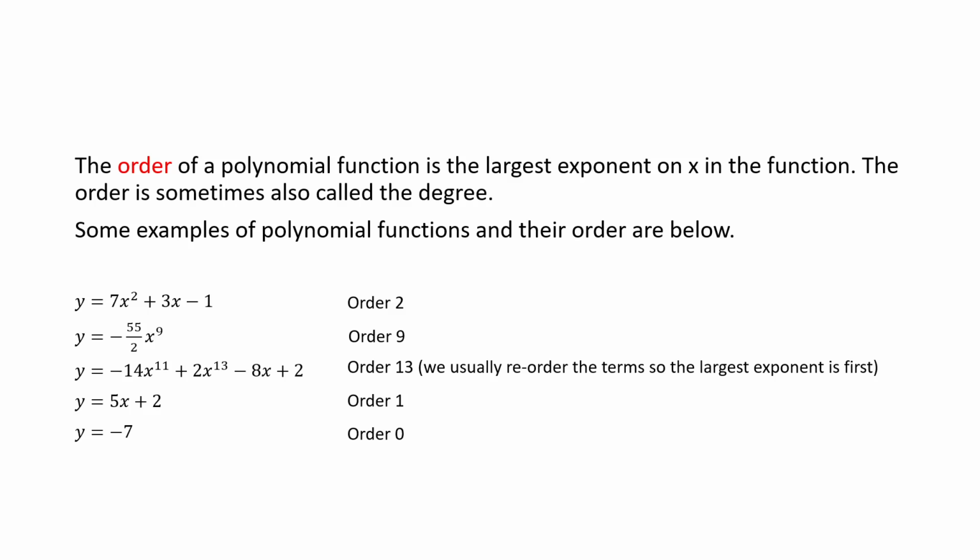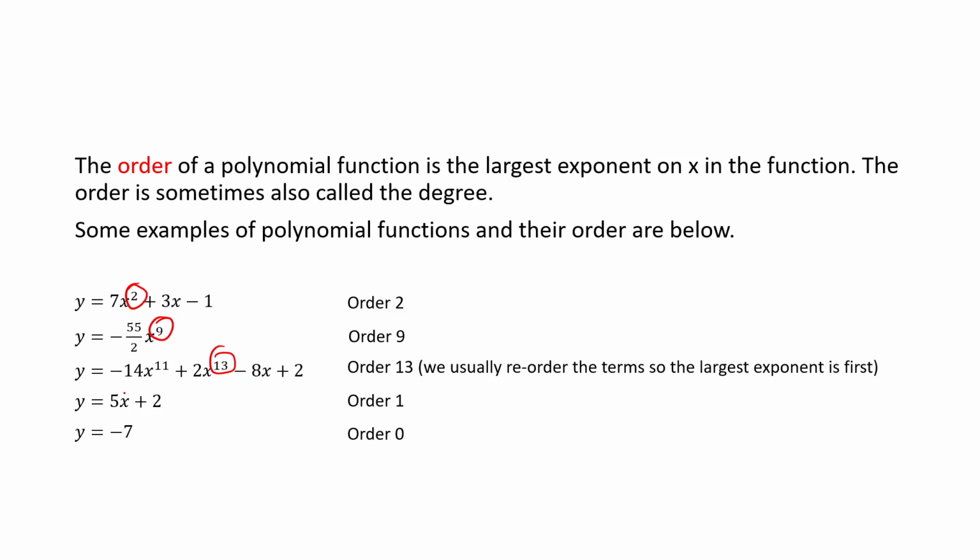So the order of a polynomial function is important to know. The order is the largest exponent on x in the function, and this is also sometimes called the degree. So in the polynomial function y equals 7x squared plus 3x minus 1, the order is 2. In the polynomial function negative 55 over 2 x to the 9, the order is 9. In the third polynomial function shown, the order is 13 because we have to just make sure that we have the exponents in the correct order, descending order.